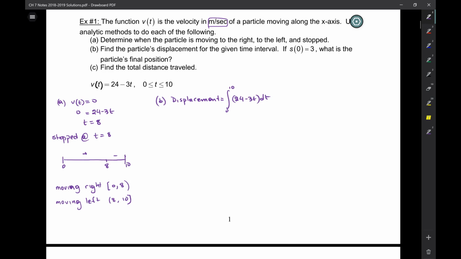Okay. All right. So, let's do this. When I integrate, I get 24t minus 3t squared over 2. And we're going to go from 0 to 10. So the 0 is not going to count for anything. And then when you put in the 10, you get 90 meters. So that's the displacement.